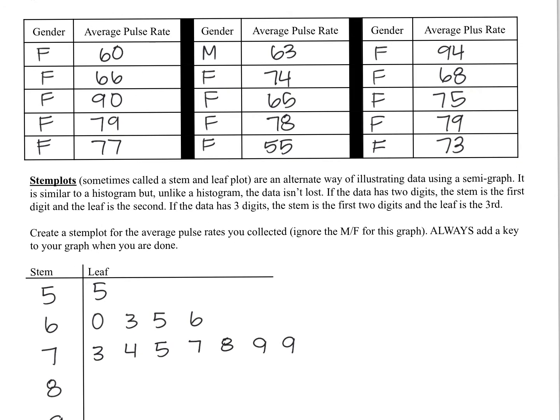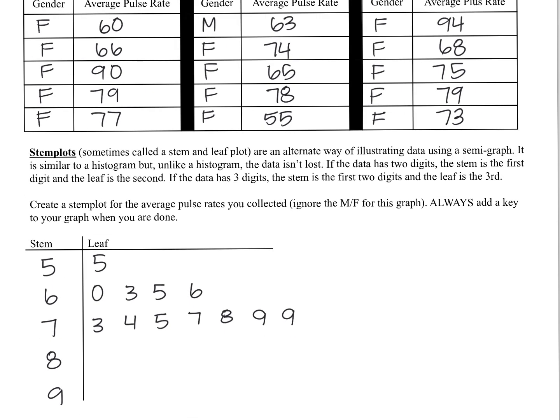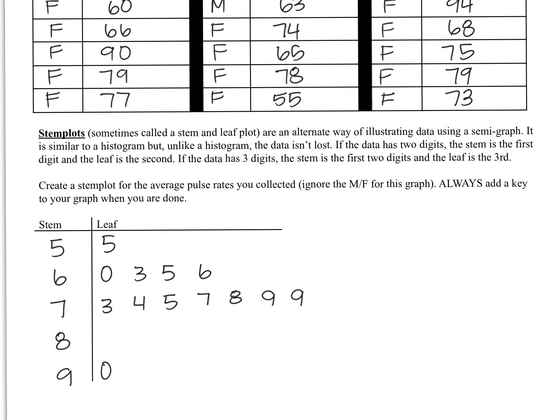Next would be the 80s, and we didn't have anyone whose heart rate was in the 80s. So I still put the 8 there, but I just won't put any values to the right of it because nothing is in there. And then we end with our 90s. So we had a 90, and then a 94. And then just to double check that I had all the numbers, I count and make sure I have 15.